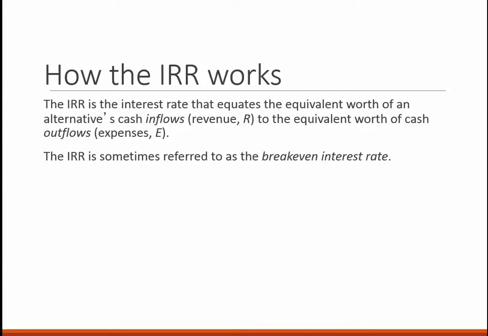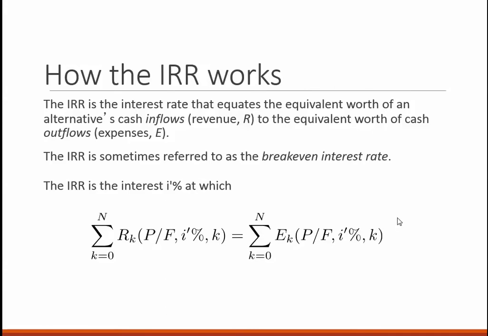So it is really a break-even interest rate, and the IRR is the interest rate i prime, in which the revenue is equal to the expenses at the same point in time. In this case, you can do it at present, P given F, for a certain amount of periods. So you're going to add all of your money inflow and all of your money outflow, make them equal to each other, and solve for i.